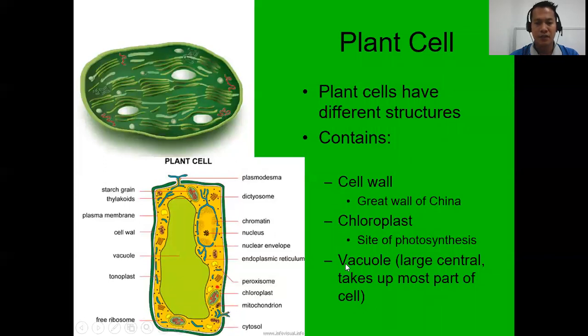The third one is the large vacuole. This structure right here, because the vacuole contains water. So first, the cell wall. Second is the chloroplast. And the third is the vacuole. Those are the differences between plant cells and animal cells.